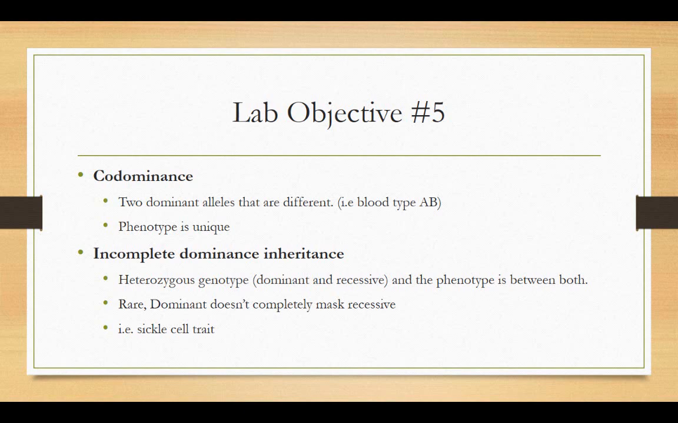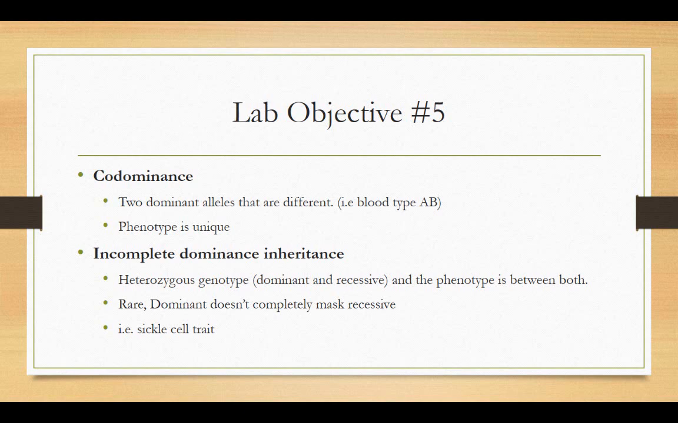Now, incomplete dominance is where you get a heterozygous genotype, a dominant and a recessive, and the phenotype, how it's expressed, is actually between both of them. Normally, with a heterozygous genotype, a dominant and recessive, like I talked about earlier, the dominant would be expressed, and it would be a dominant trait. But in incomplete dominance, we get something in between, and the phenotype is a little bit of both. What happens here is that the dominant doesn't completely mask the recessive.